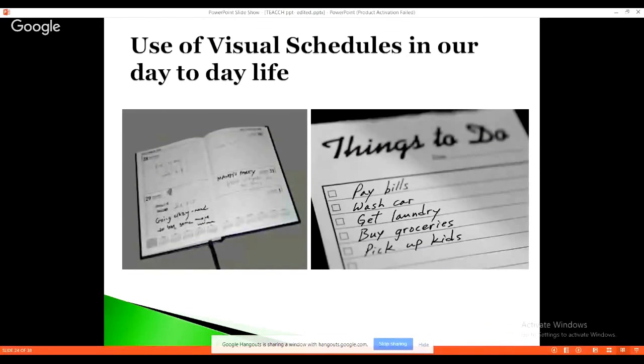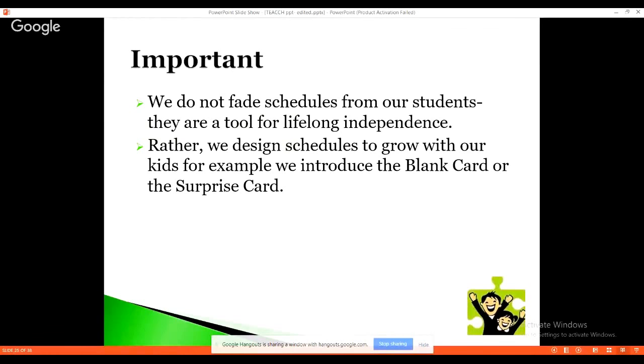And now, going back to my slideshow, here I am. So we said that we use visual schedules in our day-to-day life also. Now, this is important. We do not fade schedules from our students. They are tools for lifelong independence. It's important that they stay with them. Rather, we design schedules to grow with our kids.